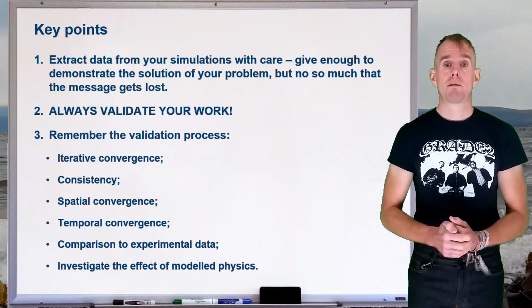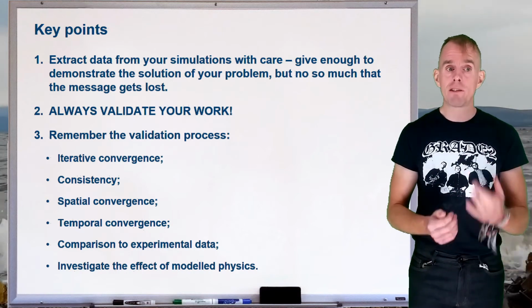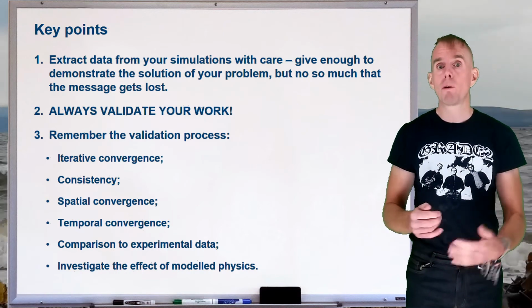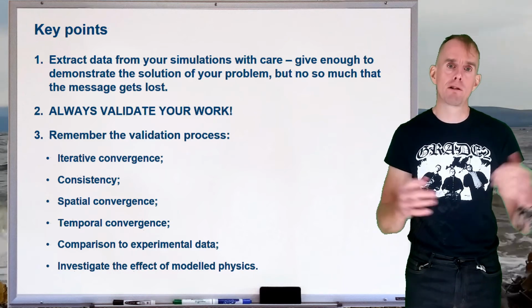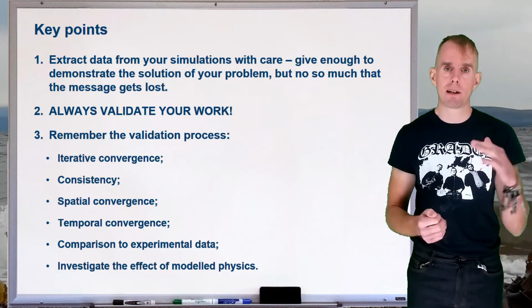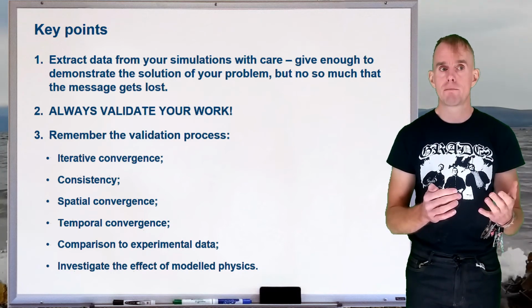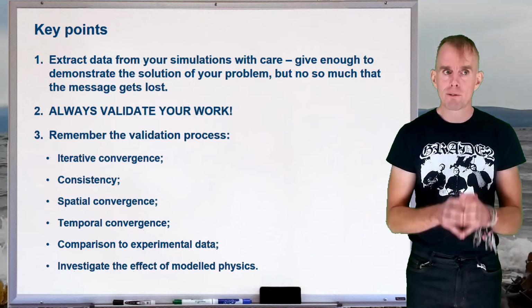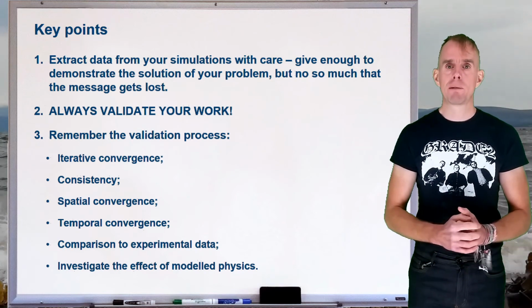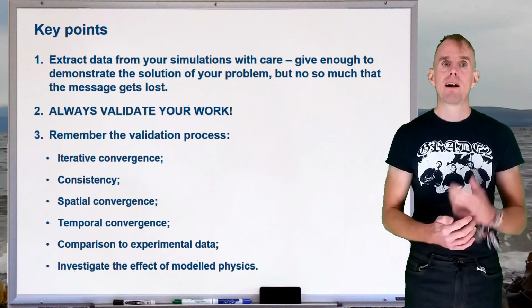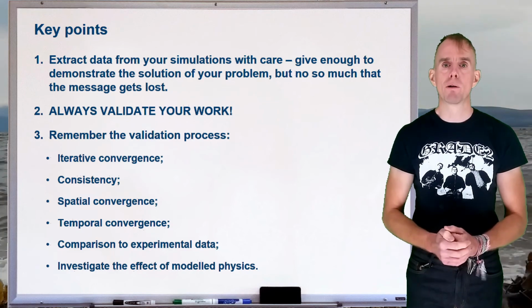The final step of the CFD validation process is to investigate the effect of your modelled physics. What happens if you change the parameters in your turbulence model by a given percentage increase or percentage decrease? So in effect it's a sensitivity study. If you can satisfy yourself that all these 6 steps have been successfully completed, then you can start to trust what your model is generating.